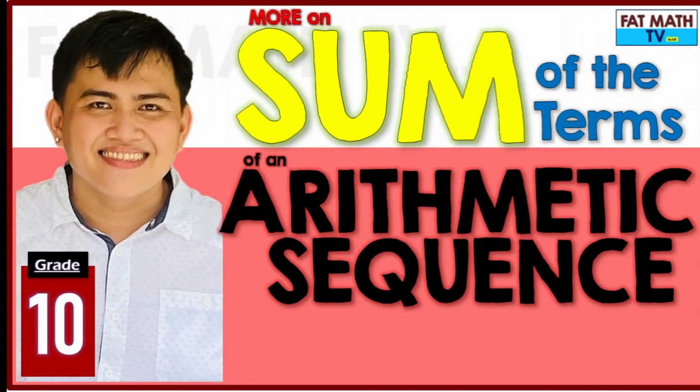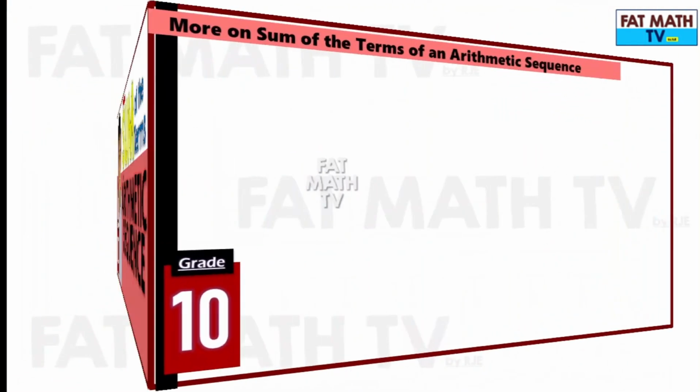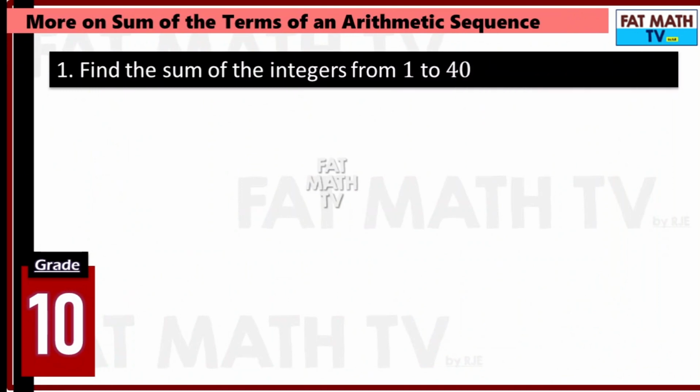In this video, you will learn how to answer more items on the sum of the terms of an arithmetic sequence. Number 1. Find the sum of the integers from 1 to 40. So the integers would be 1, 2, 3, 4, 5, 6, and so on up to 40. What is the sum of these terms?